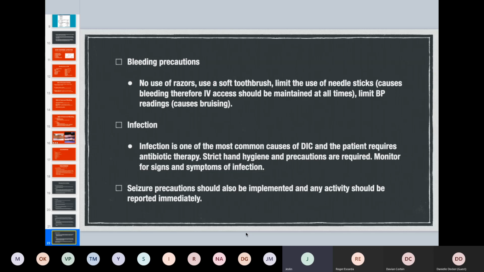Infection. Infection is one of the most common causes of DIC, and the patient normally requires antibiotic therapy. So as a nurse, you need to follow very strict hand hygiene and any other precautions that are required prior to entering the room. Along with infection, you have to monitor for the signs and symptoms of infection, like shortness of breath, vomiting, and then you would also take seizure precautions, and any sort of activity should be reported immediately.